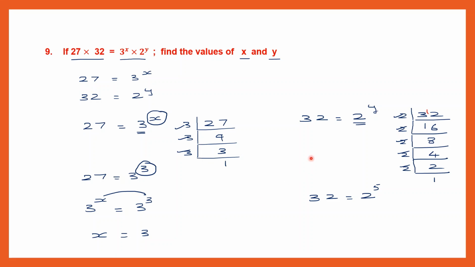Now here what does it say? 32 is equal to 2 to the power of y, and we got 32 is equal to 2 to the power of 5. That means 2 to the power of y is equal to 2 to the power of 5. That means y is equal to 5, because the base is the same and the powers are equal. That's how we got y is equal to 5. So what is our answer? x is equal to 3 and y is equal to 5.